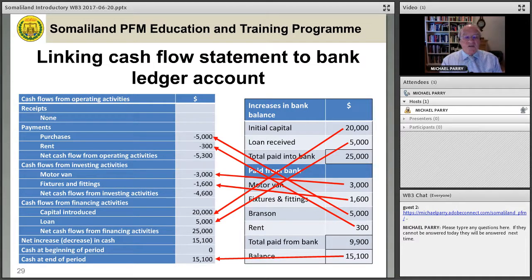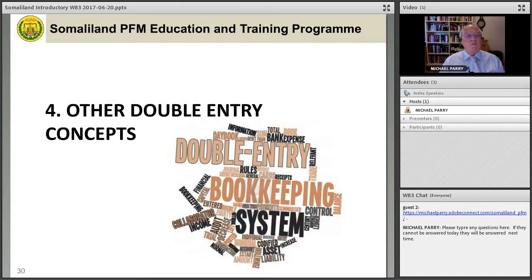One of the exercises you will have to do later on in your course will be the calculation of cash flow and preparing cash flow statements. They can often be quite difficult, but it is one of the components of the financial statements of an organization.